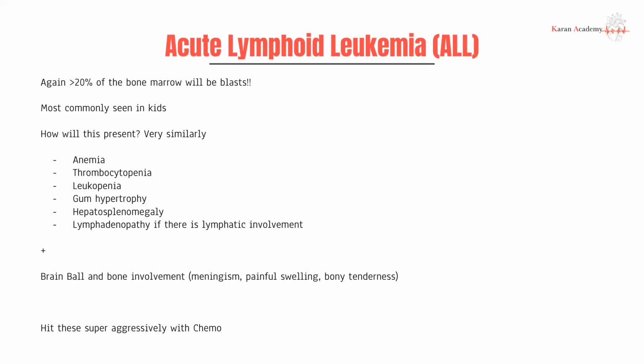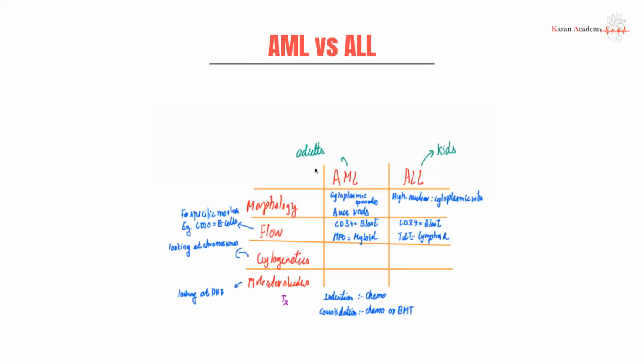Plus, ALL is notorious for having the triple B combo. So it has involvement of the brain, the balls, and the bones. So you can present with meningism. And this is all based on where these blast cells infiltrate into. So if they infiltrate into the brain, you can have meningism. With testicular involvement, you can have painful swellings. And with bone involvement, you can have bony tenderness. Again, hit them super aggressively with chemotherapy, and they have relatively good prognosis.